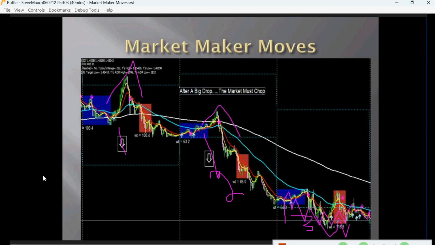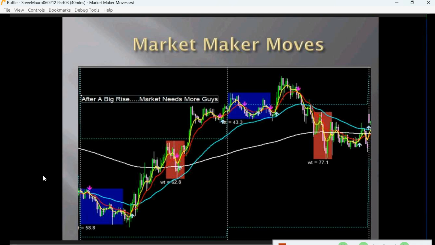Okay? After a big rise, the market needs more guys. Same type of thing. The dealer will go into what appears to be risk appetite volatility, a sideways movement, if you will. But what's really going on is people have gotten hurt, jammed up, lost some money. They take a break. Think about your own behaviors when you got beat up.